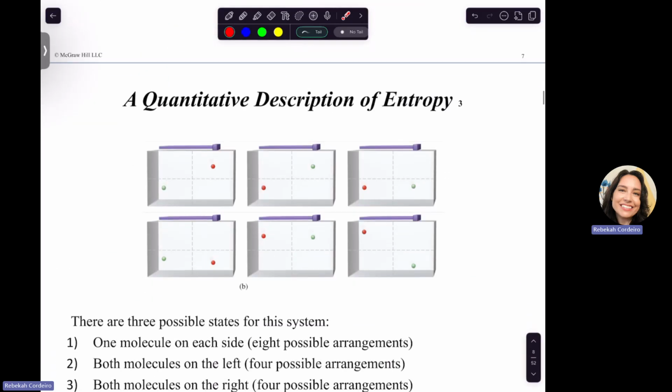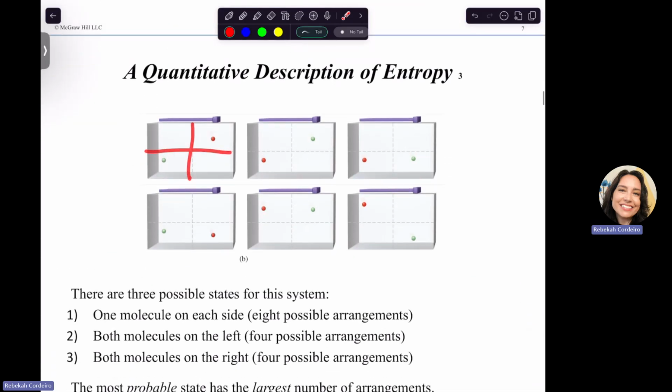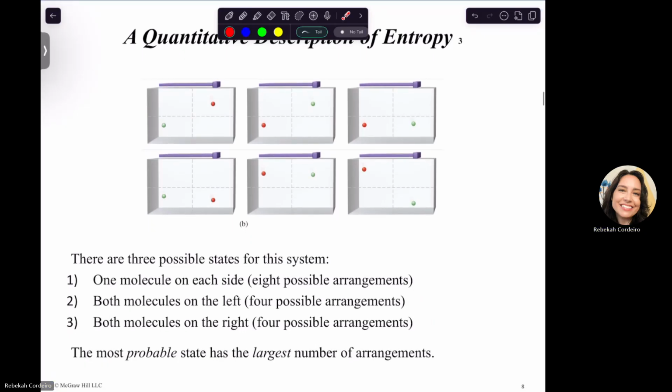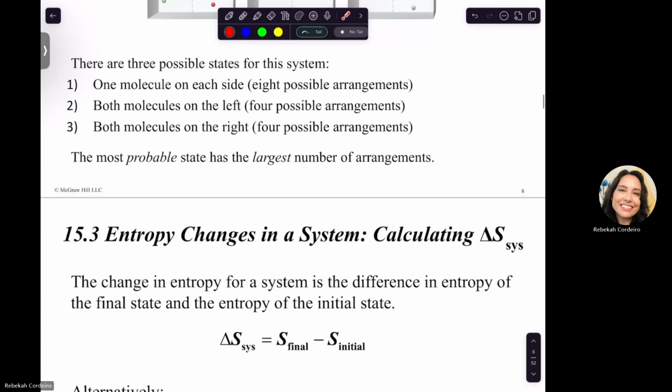If we open it up and now we have 4 different areas, you could have separated, same side, separated. And so there are these different arrangements. Again, I'm going to show you a website that's going to walk you through. I think it's a little bit easier to understand the different cells. The most probable state that it's going to be in is the one that has the most arrangements to be in.